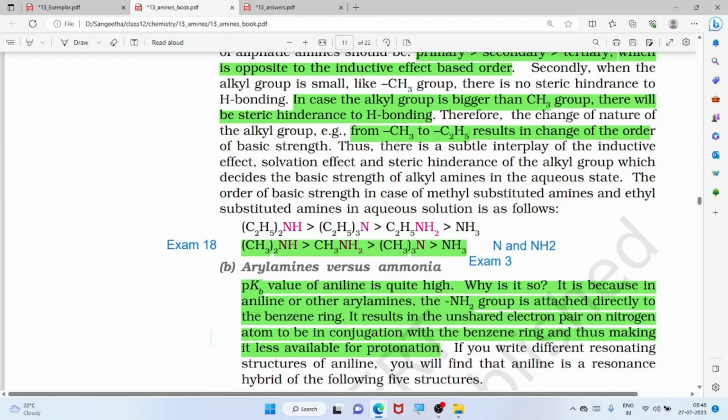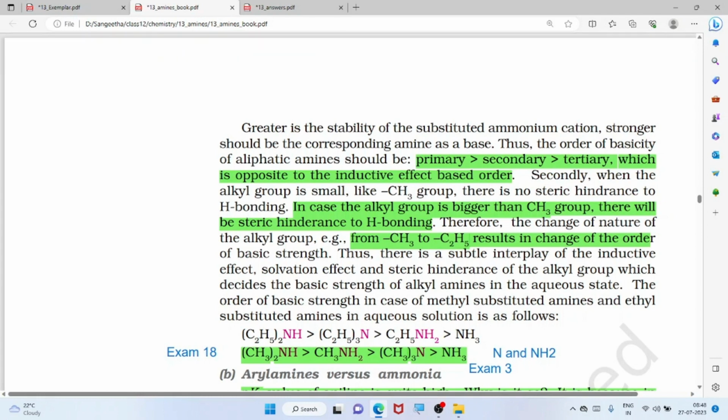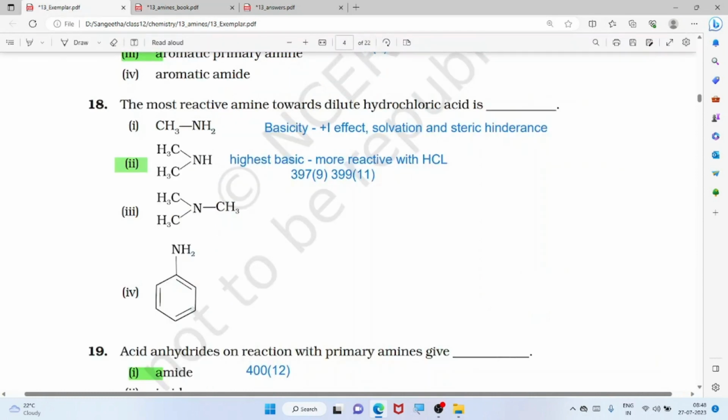Okay, this is the order of the basic strengths. You can go through all these things, how induction, steric hindrance and solvation affect the basic strength of the material. So based on that, this is more basic, so that will react with more acidic like HCl.